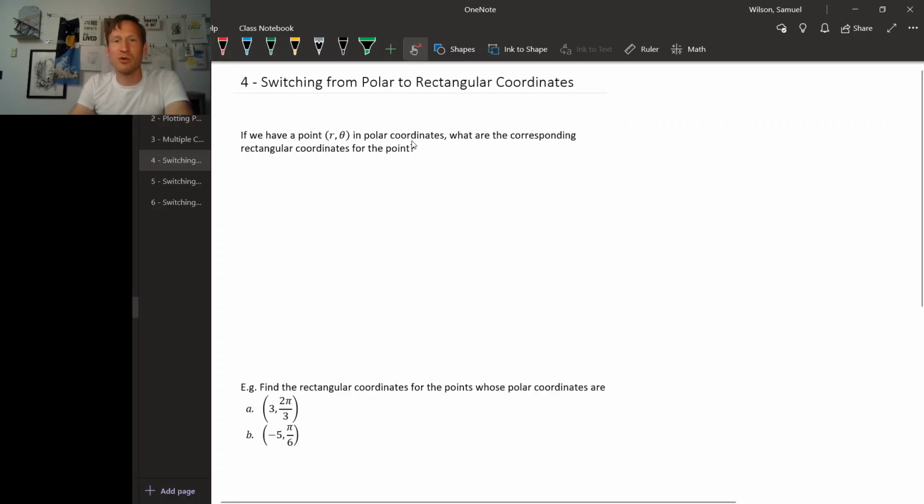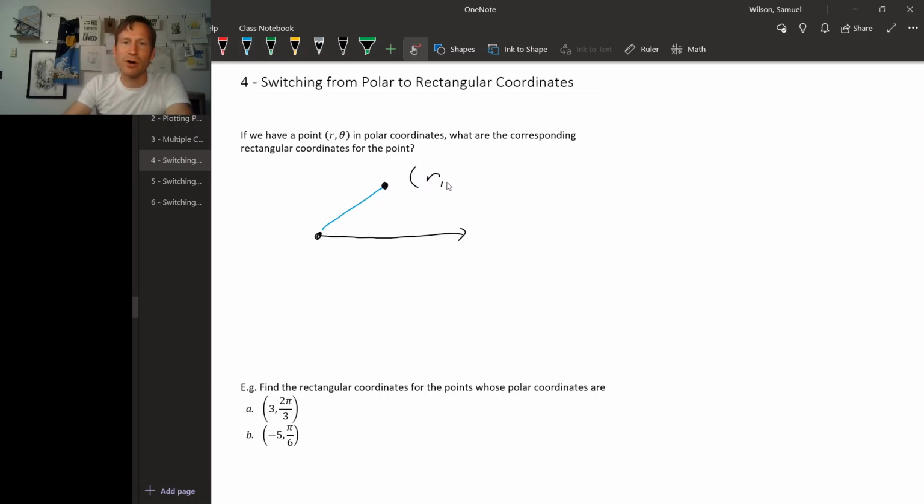So let's start out by imagining going from polar coordinates to rectangular coordinates. So let's imagine that we had a polar axis and some point out here whose polar coordinates we know. So r comma theta in polar coordinates. How could we find the rectangular coordinates for this point?